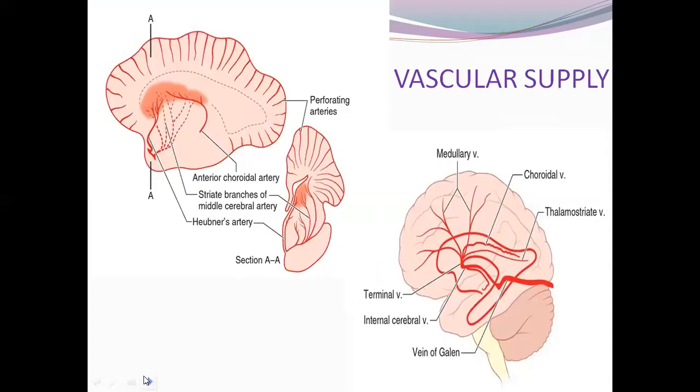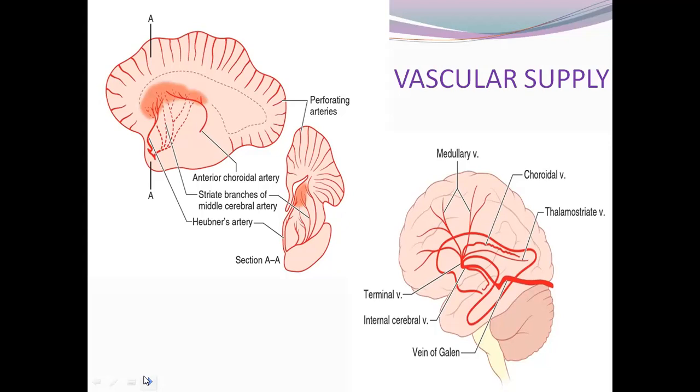And coming to the vascular supply, the arterial supply of the germinal matrix is mainly by the anterior choroidal artery from the internal carotid artery, striate branches of the middle cerebral artery, and Heubner's artery, which is a branch of the anterior cerebral artery. These arteries supply this germinal matrix, and the terminal branches form a relatively vascular end zone of vascular supply, which makes the area vulnerable to ischemia-reperfusion injury.